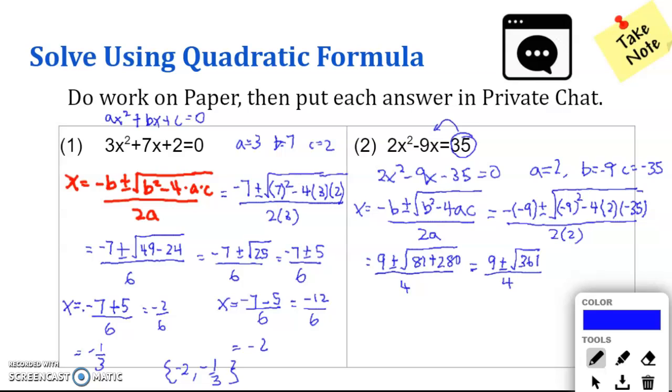So in that case, I need to leave it as it is. Then you have two different versions. X is equal to 9 plus square root of 361 over 4. The other version is x is equal to 9 minus square root of 361 all over 4. So you have your two solutions, and we want to leave it as an exact value with a square root symbol instead of turning that into an approximate decimal value.